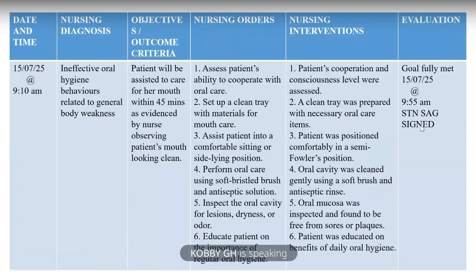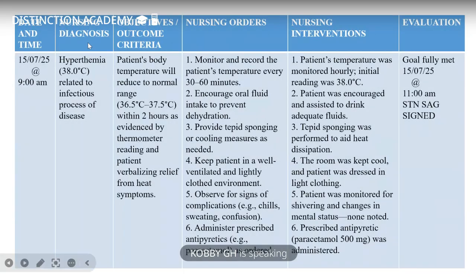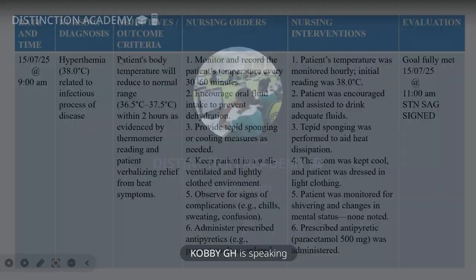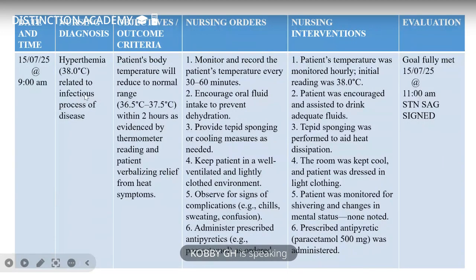Now let's look at how we diagnose the high body temperature. Hyperthermia, into brackets, you state the temperature, related to infectious process of disease. All the time, this is how you write it. Hyperthermia, into brackets 38 degrees Celsius, related to infectious process of disease.